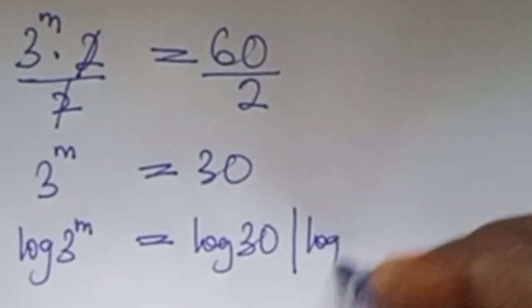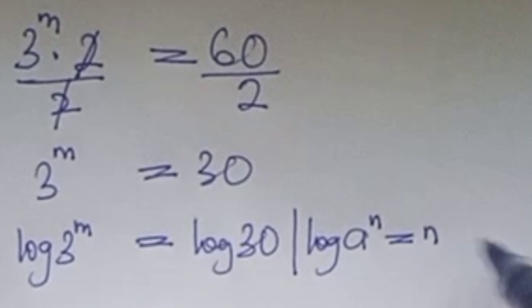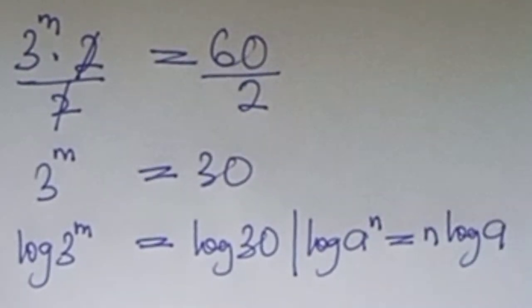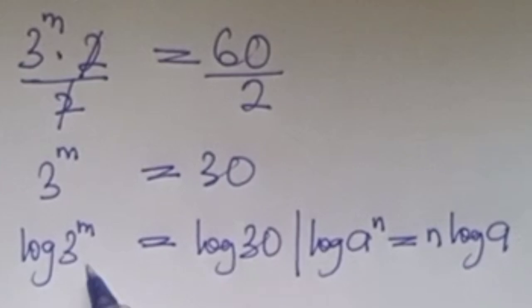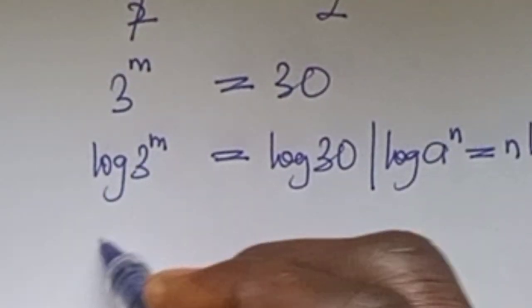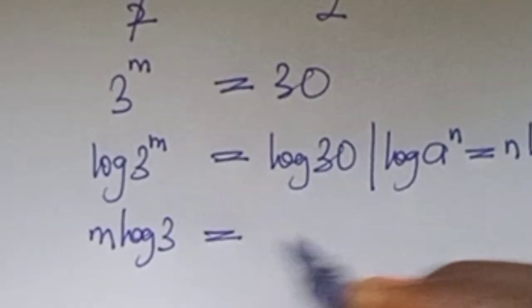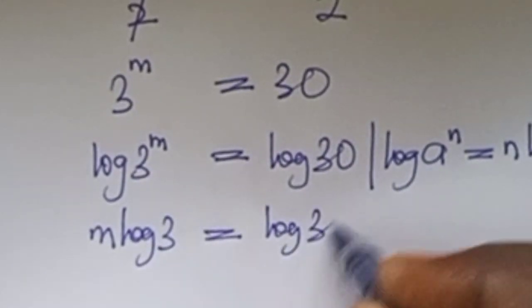But log a to the power of n can be written as n log a. That is, the power comes to multiply the log. So we're going to apply it here, so that the next line becomes m times log 3, and this equals log 30.